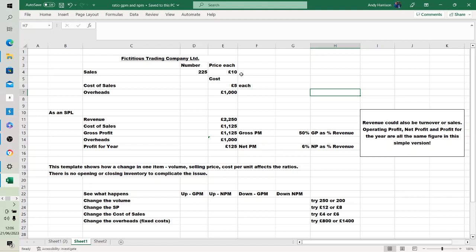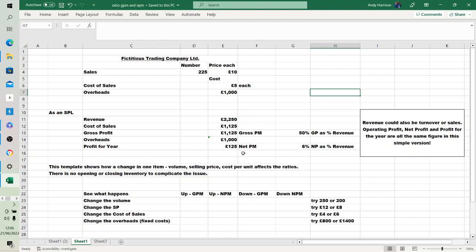Right, so this company sells 225 at £10 each. The cost of sales, nice and simple, is £5 each, so they're doubling. 100% markup. And they've got £1,000 overheads. So at those numbers, they have revenue of £2,250, cost of sales half of that, and therefore the gross profit is 50%. So remember that number because we're going to see it change.